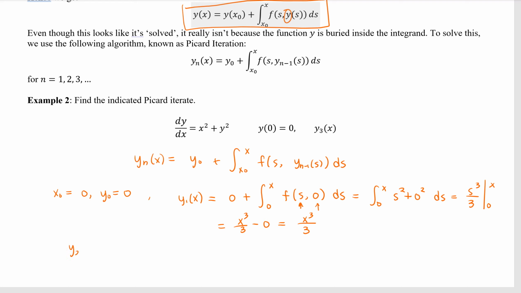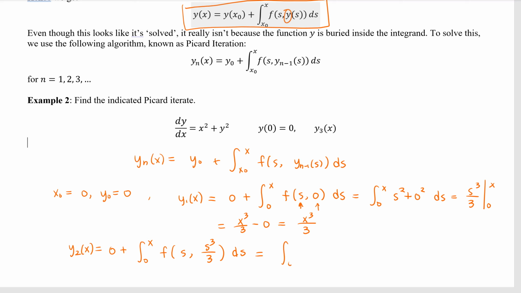Okay, so y2 of x equals y0, where y0 is 0, plus the integral from 0 to x of f of s. But here the y coordinate is going to be y1 of s. So y1 of s is s cubed over 3.